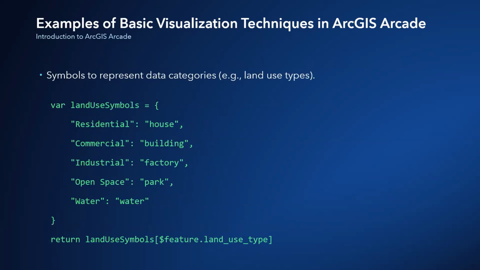This next expression is going to define a dictionary object, land use symbols, which associates different types of land use with specific symbols. For example, if the land use type attribute of this feature is residential, the expression will return house.